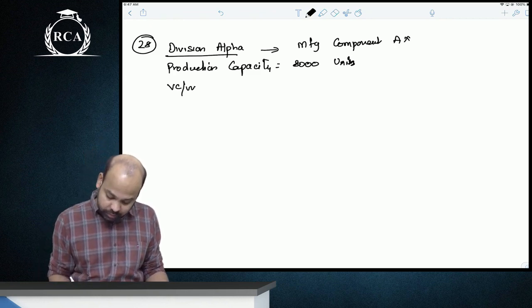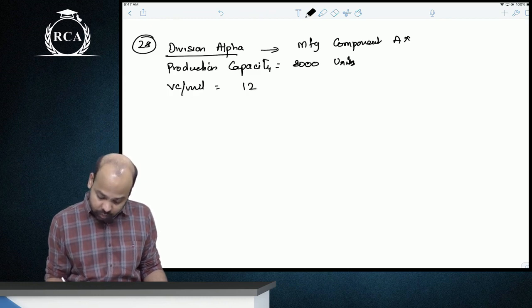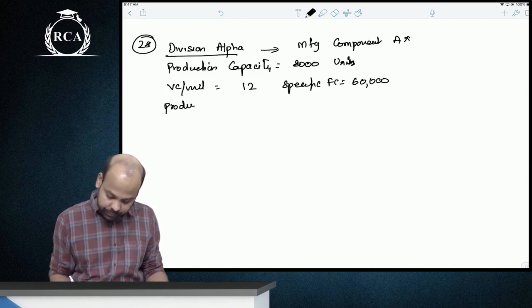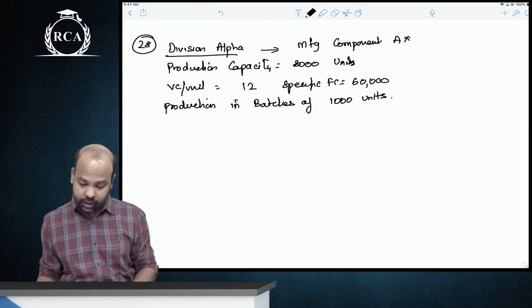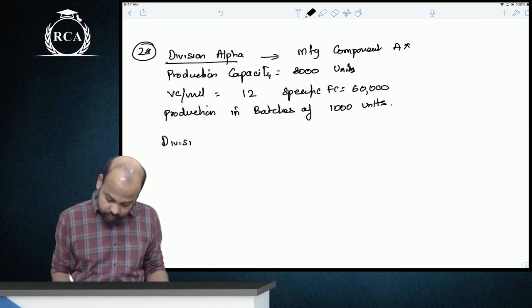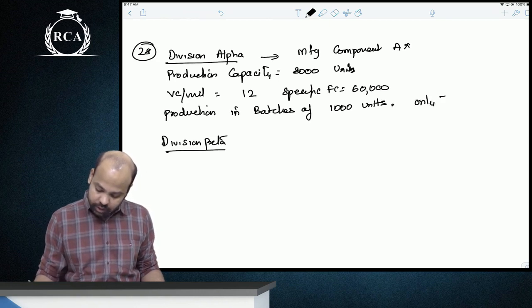Your variable cost per unit that they are incurring is 12 rupees. Specific fixed cost is 60,000. Production in batches of 1,000 units. So this is about division alpha. And remember, it only transfers to division beta, no other division.